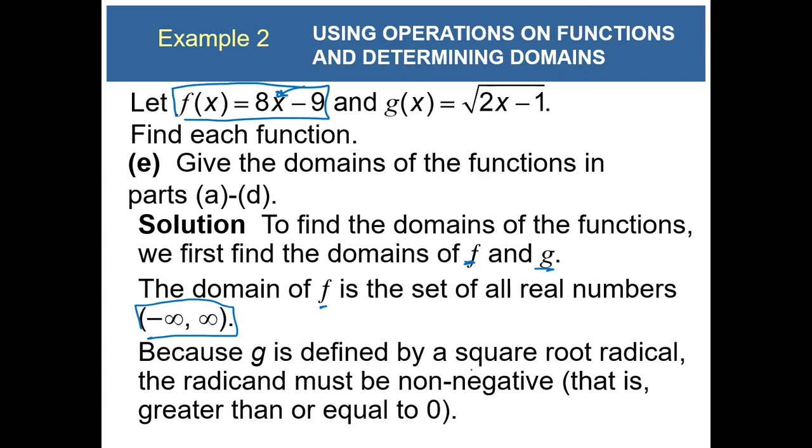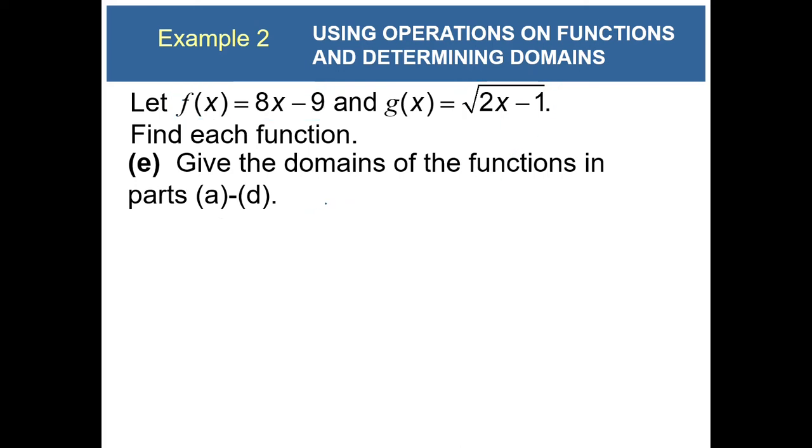Because g is defined by a square root radical, the radicand must be non-negative, that is greater than or equal to 0. g of x is a square root function, so it's defined everywhere except when the number on the inside, the radicand, is negative. We know that f of x is defined everywhere, so we'll focus our attention on g of x, which is only defined when the radical is greater than or equal to 0. So I'll set 2x minus 1 greater than or equal to 0, and we'll solve for x.